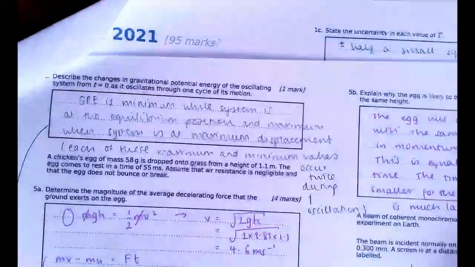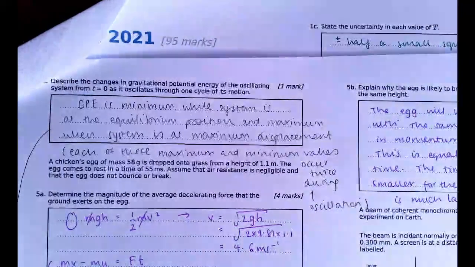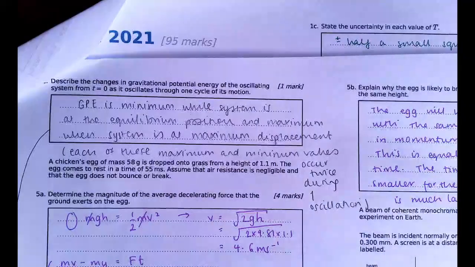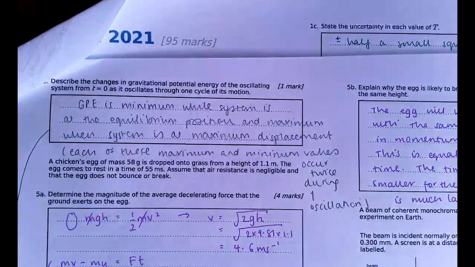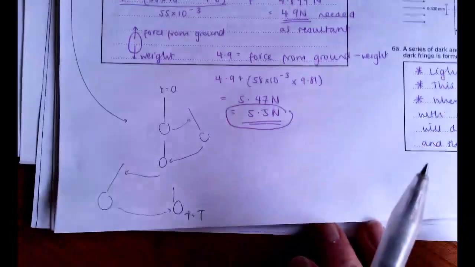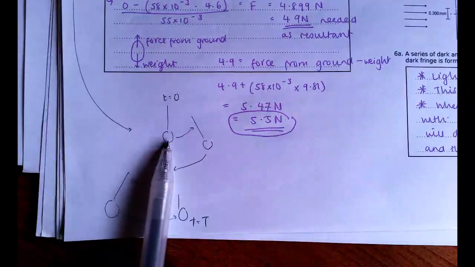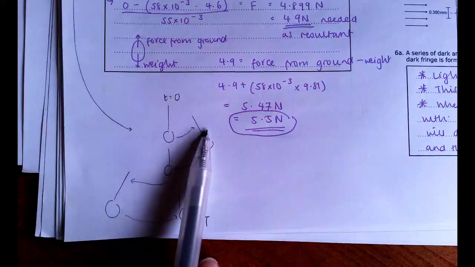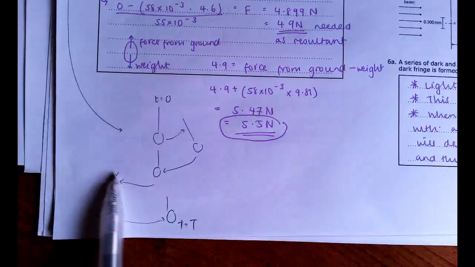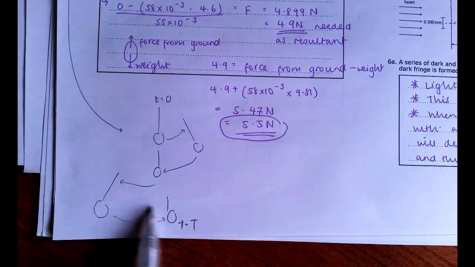Next bit then, sorry this is all over the place, it says describe the changes in gravitational potential energy of the oscillating system from t equals 0 as it oscillates through the cycle of its motion. So I've sketched it out. Starts from the centre, moves out to the extreme, comes back to the centre, moves out to the extreme on the other side, comes back to the centre in one full time period.